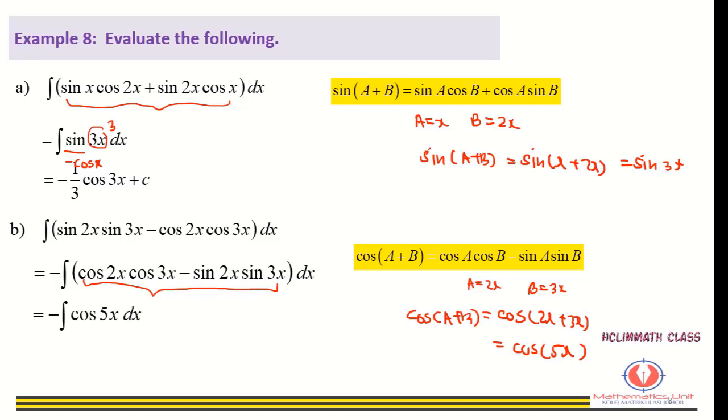So I substitute these trigo functions with cos 5x. So I have the minus integral of cos 5x, and the integral of cos, I will have the sine. Okay, and the differential of 5x I will get 5. So definitely for this question, the integral of minus cos 5x, I have the minus sin 5x over 5 plus the constant C.